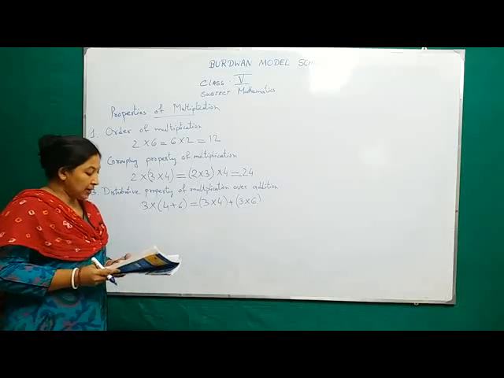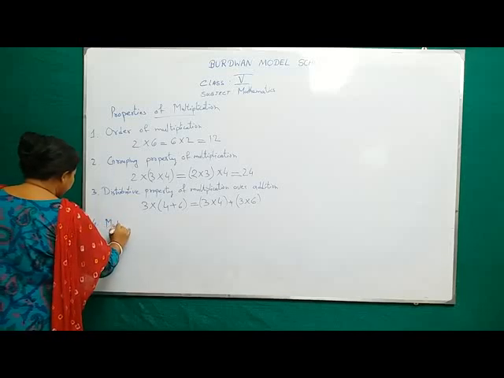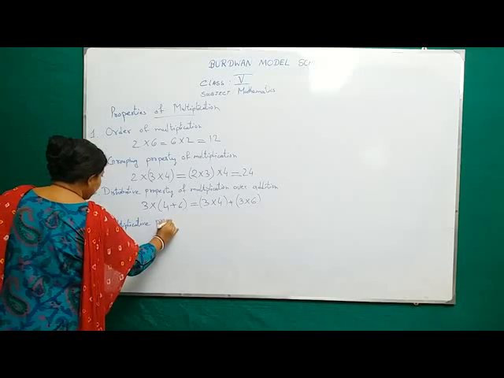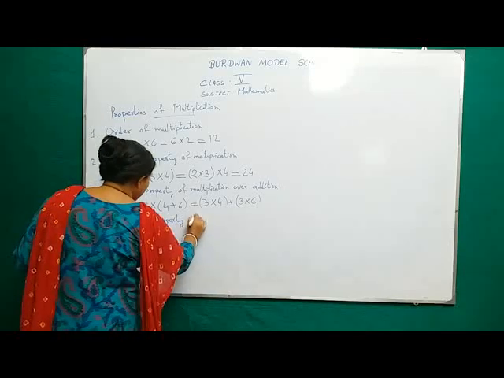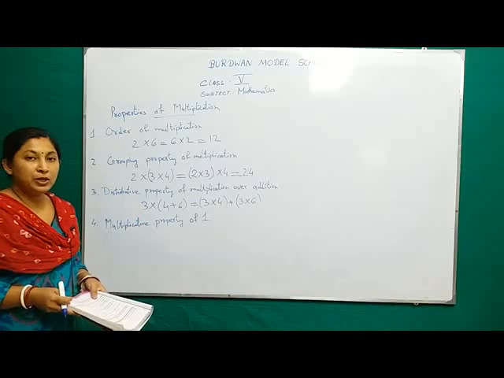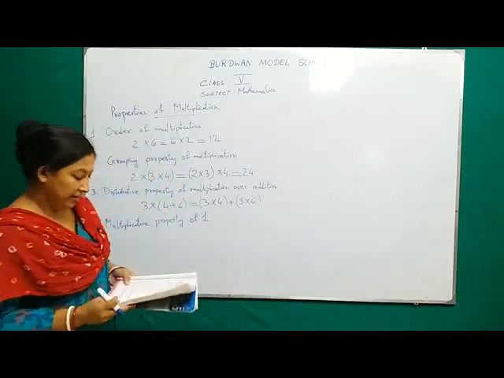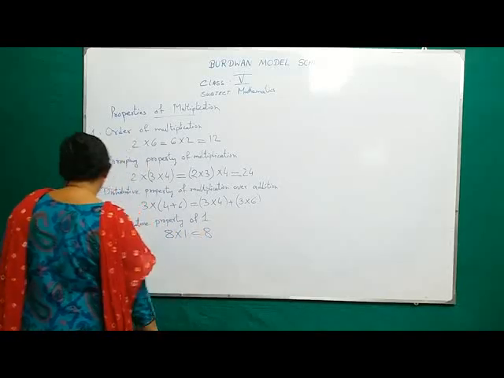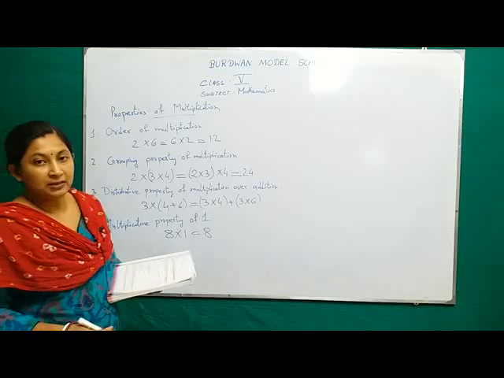Clear? Now next comes property number 4, the multiplicative property of 1. All these properties are mentioned in your book, so kindly go through your book also. Whichever number you multiply by 1, however big it is, the answer will be the number itself. Suppose I multiply 8 into 1, the answer will be 8 itself. So whatever the number is, when you multiply it with 1, the answer is the number itself.